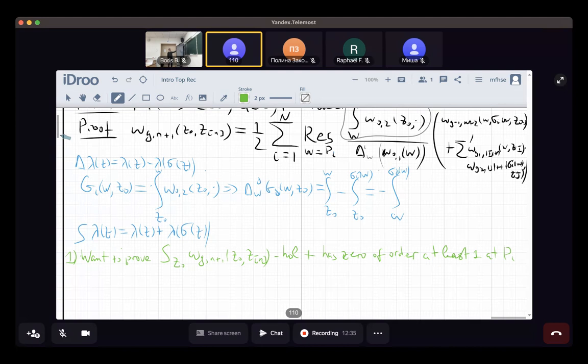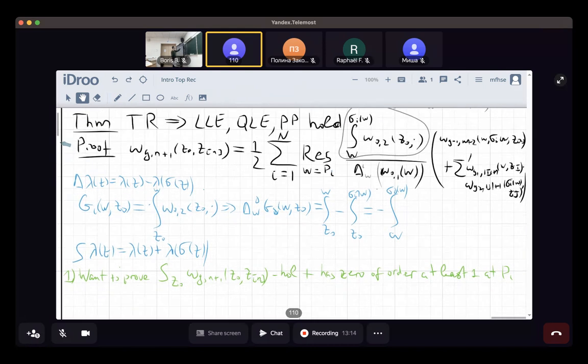Let us look at the right hand side of this topological recursion relation. We see that these brackets do not have z_0, so z_0 appears only here. Let me write down what we have here after applying S_{z_0} to this prefactor.